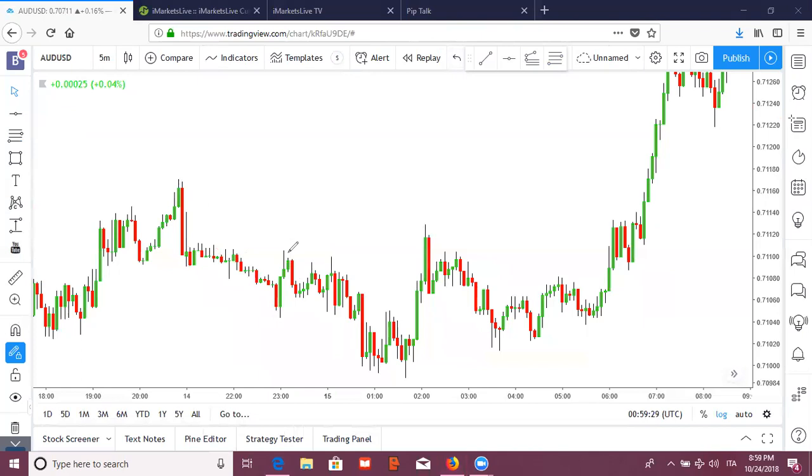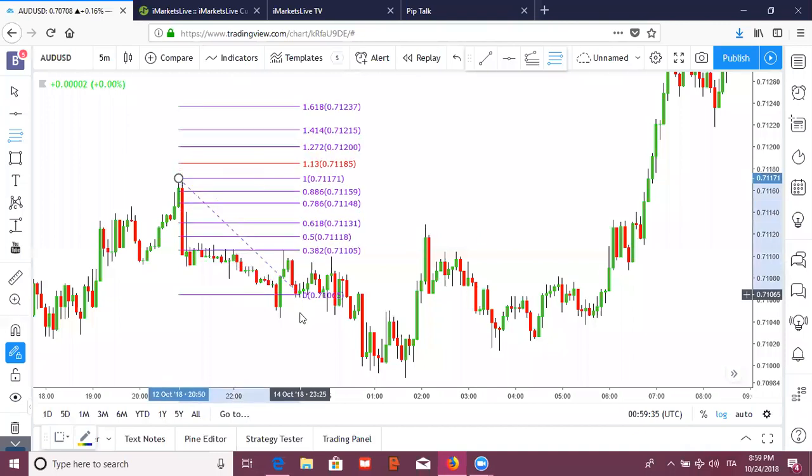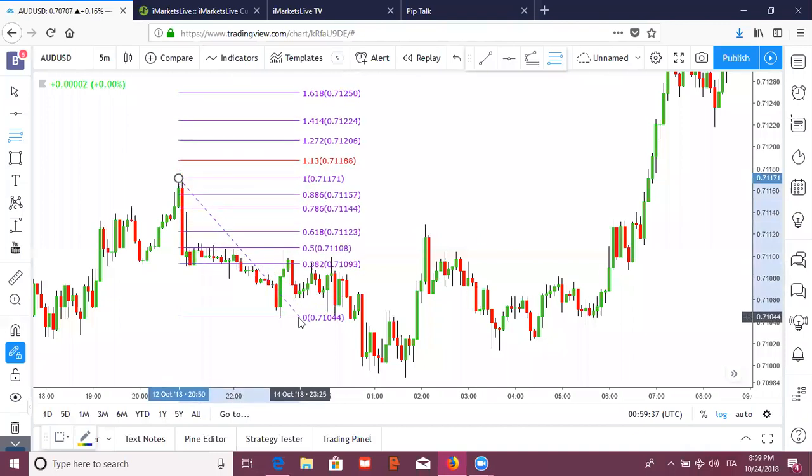So I'm gonna take my fib from here. Y'all pay attention now, from here all the way down to here. And what do we have? We have our X leg, level of resistance, our A leg, level of support, and price came up and hit the 38.2, which is valid for our B point.